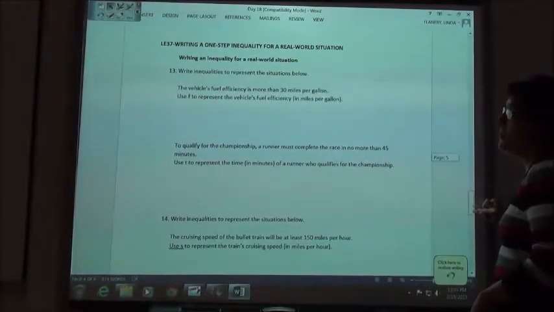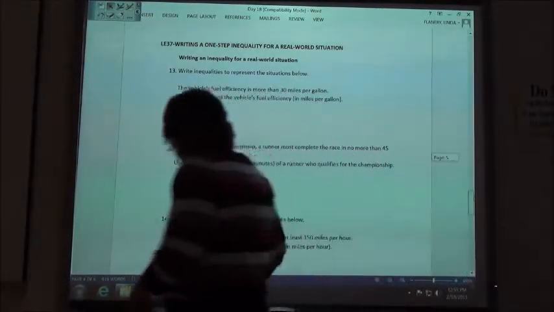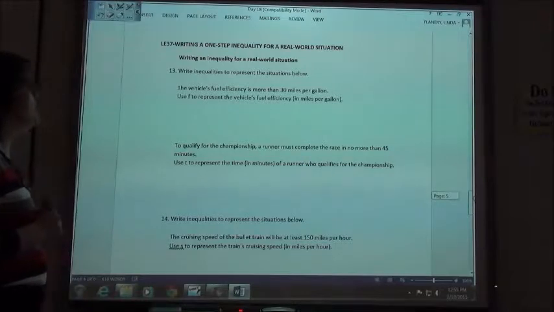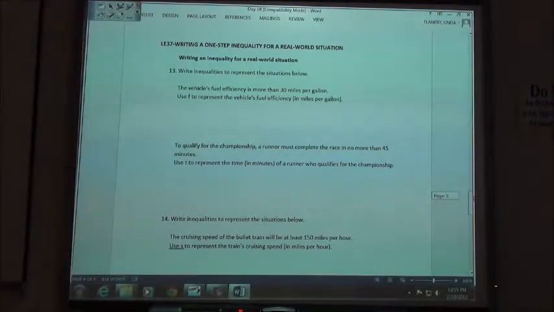Then, these should be ones you don't have yet, probably. Okay, so we want to write an inequality to represent the following situation. The vehicle's fuel efficiency is more than 30 miles per gallon. Use F to represent the vehicle's fuel efficiency. So I would write what for my inequality?